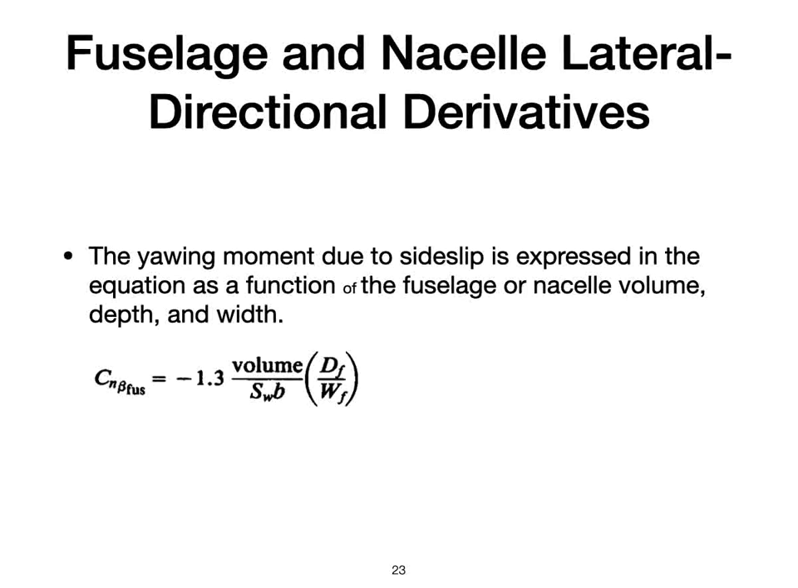Fuselage and nacelle lateral directional derivatives. The yawing moment due to side slip is expressed in the equation as a function of fuselage or nacelle volume, depth, and width. The fuselage contribution to roll is usually negligible except for its influence upon wing effective dihedral. So the coefficient Cn beta fuselage is equal to minus 1.3 times volume by SWB times dF by WF.